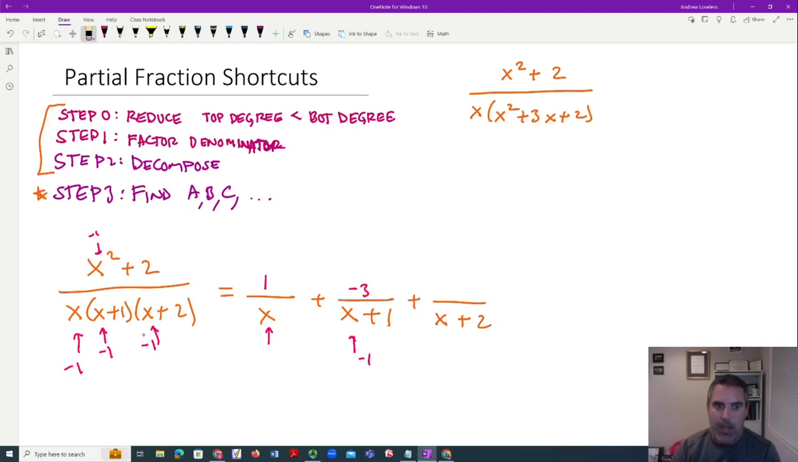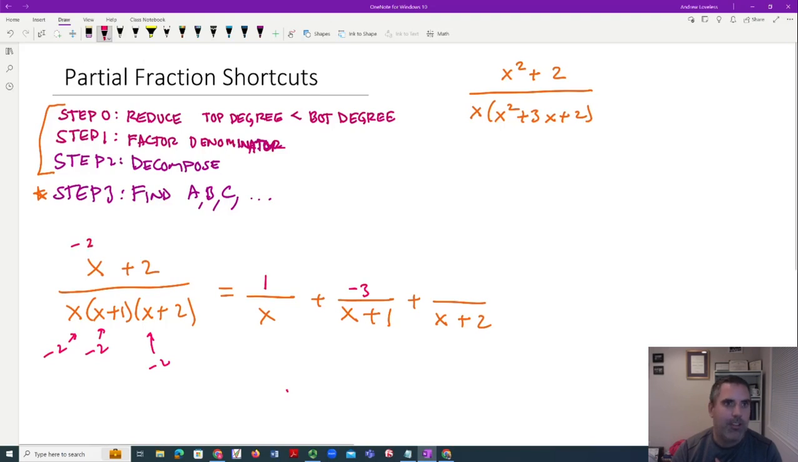So pretty fast. Now the problem is it's only for distinct linear terms, and so you still would need to know the technique. So it's not that we're trying to be mean to you teaching the technique, but the last one you can try this out. Put a -2 in there. Well, you can't put it in that one, so you put it in the other ones. This is the so-called cover-up method.